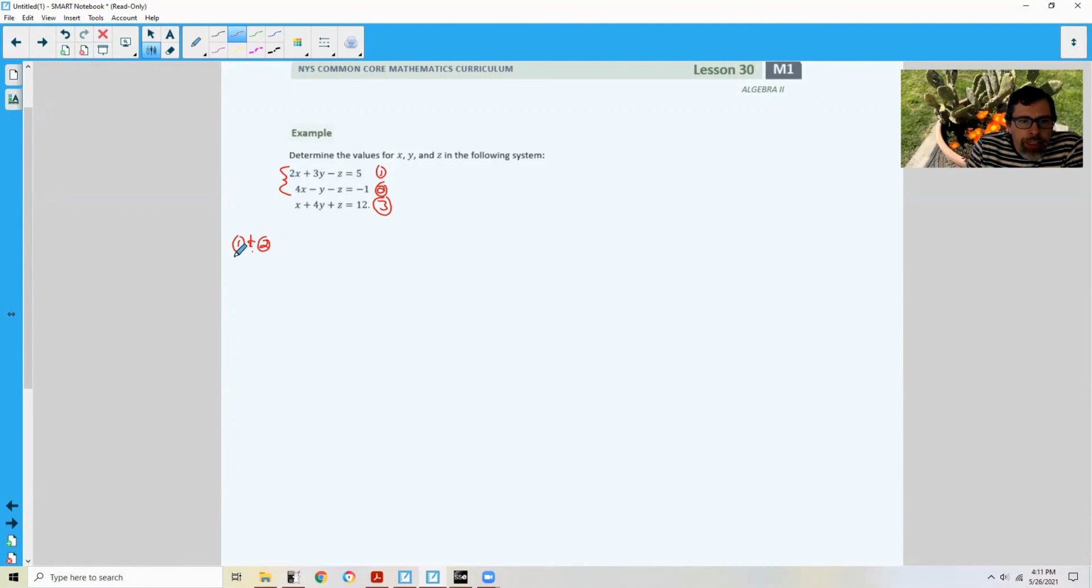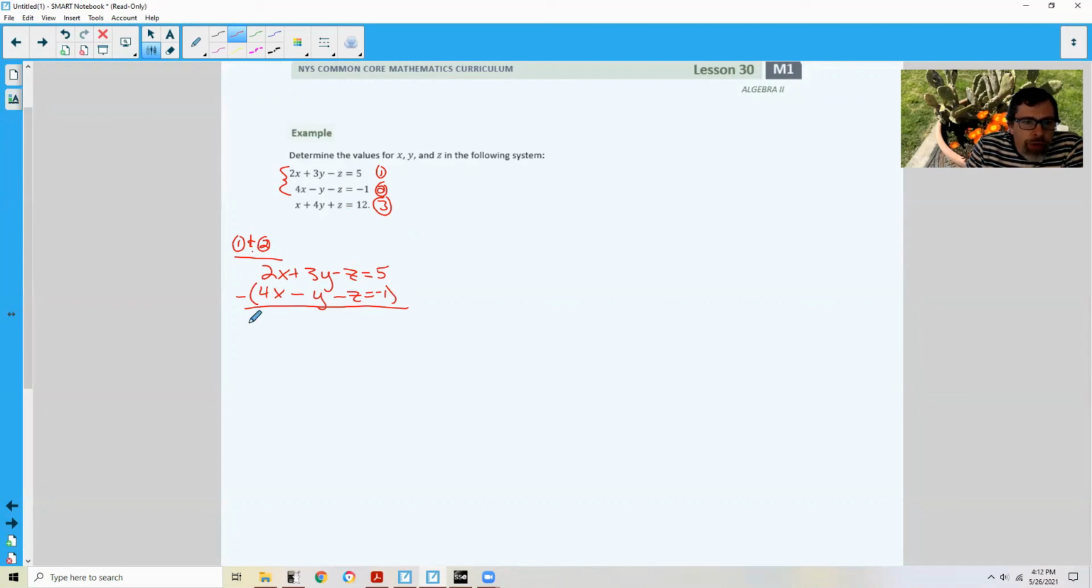All right, so we're going to keep track of these. So I'm going to take 2x plus 3y minus z equals 5. Now I notice that they have a minus z in each of them. If I add them, I get minus 2z. If I subtract them, then I will get rid of the z. So I'm going to subtract 4x minus y minus z equals negative 1 from the first equation.